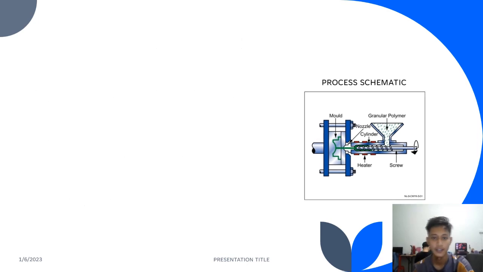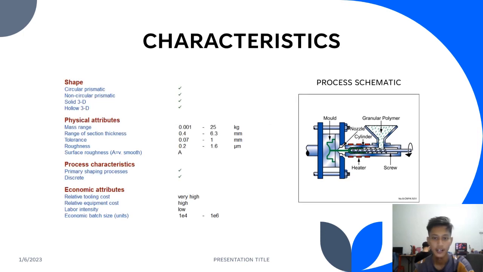After that are the characteristics. For the shape, it has four shapes: circular prismatic, non-circular prismatic, solid 3D, and hollow 3D. For physical attributes, mass range 0.001 until 25 kg. Range of section thickness 0.4 until 6.3 mm.